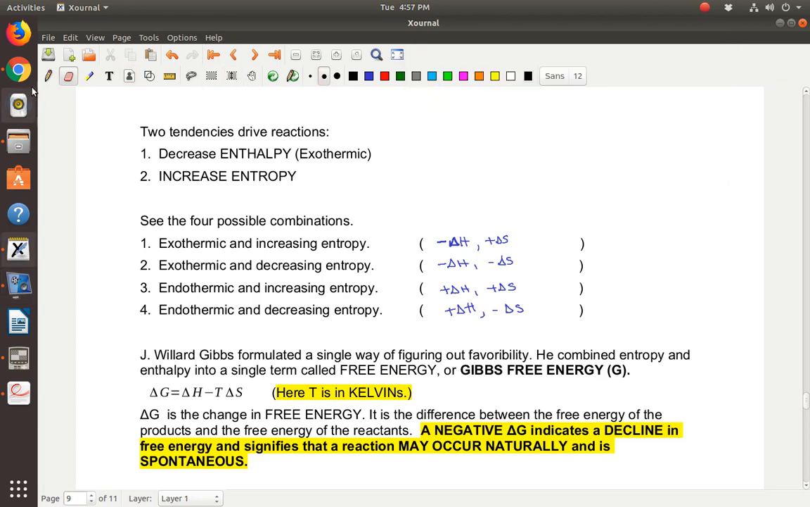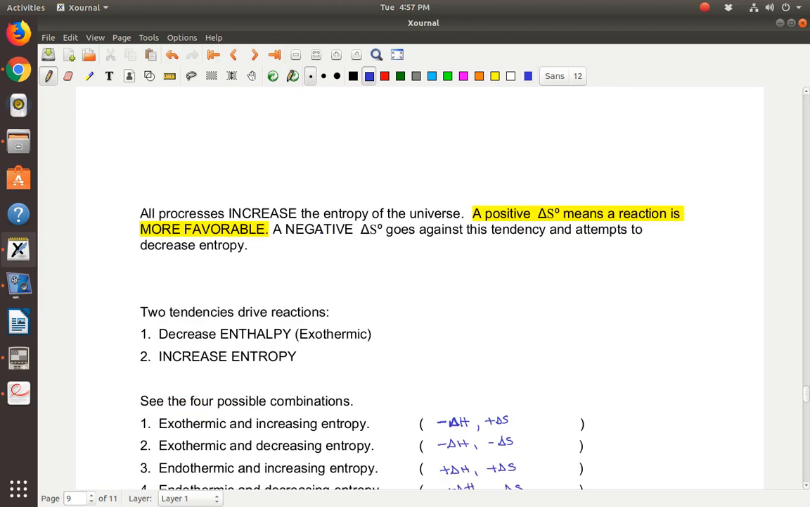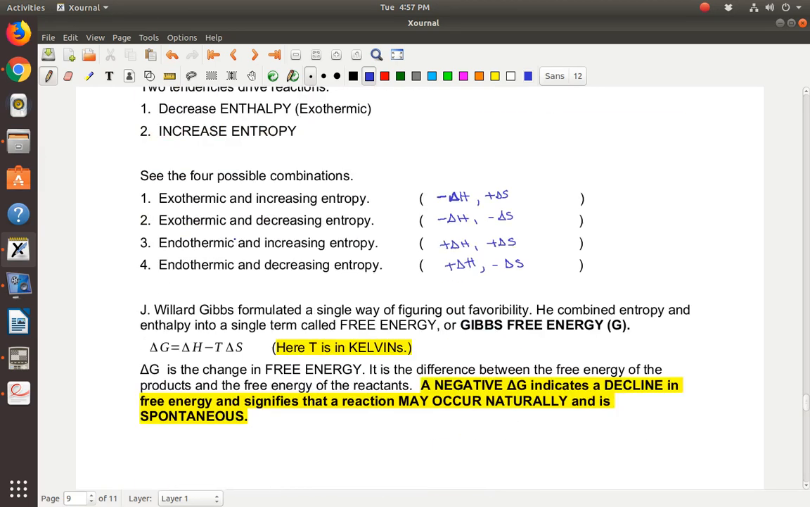We are going to move on now. In the last video we covered entropy, and we used delta S equals the sum of the entropy of the products minus the sum of the entropy of the reactants. And then I talked a little bit about how positive entropy means the reaction is more favorable, because positive entropy means it's getting more and more disorderly. So a positive thing is a good thing. And we've also talked about negative heats. Change in heat is a good thing. So we have to look at both the entropy over here and the heat over here.